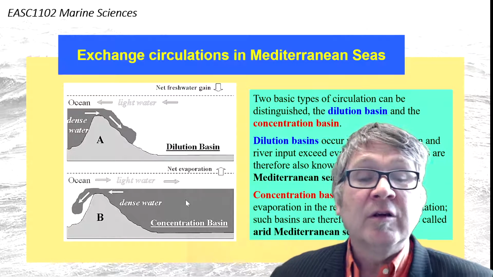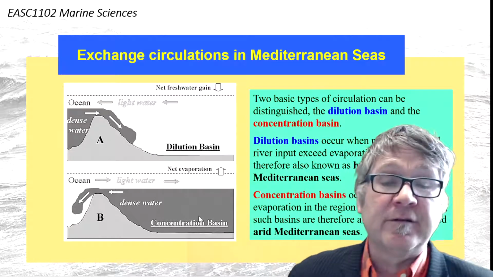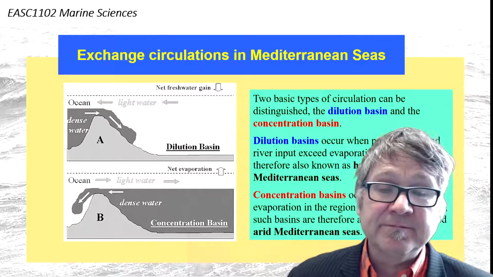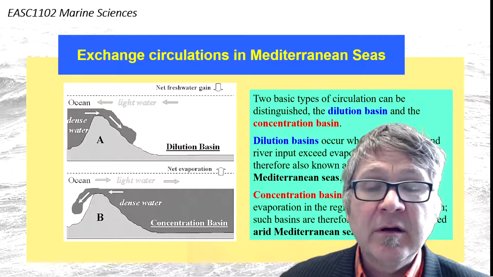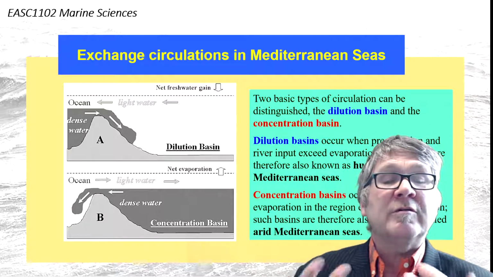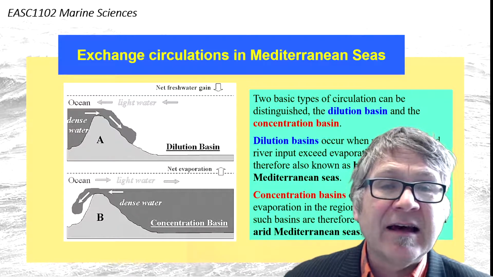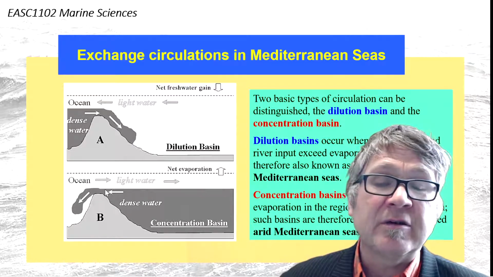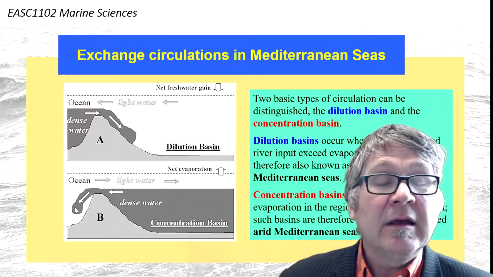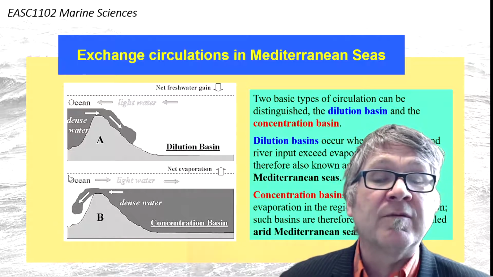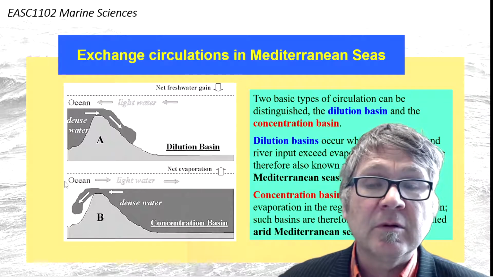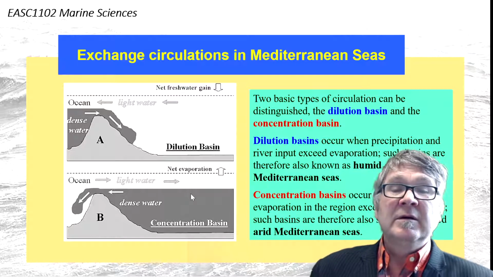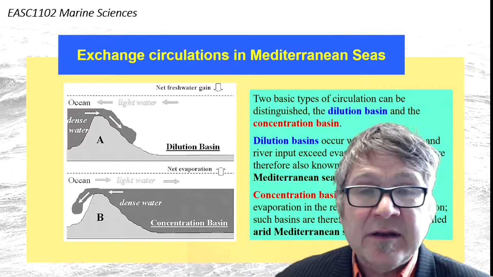near the bottom layer. Concentration basins are different. They are located in the climatic zone which is also called arid, where you have more evaporation than precipitation. What it creates is a hypersaline, dense water that flows into the ambient ocean across the sill here. And because of that outflow, you get a return flow of ocean water in the surface layer. So these are Mediterranean seas.